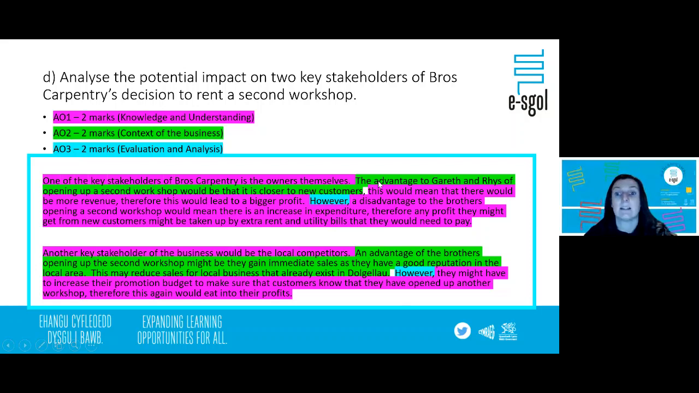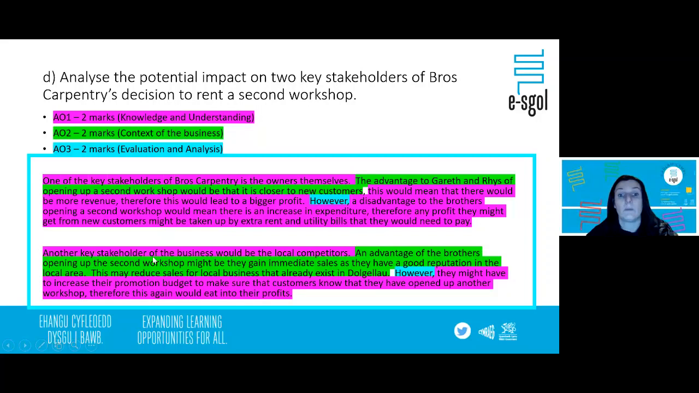However, a disadvantage of opening a second workshop is that any profit they may get from customers might be taken up by extra rent and utility bills that they would need to pay. Okay, so that is a disadvantage to that advantage.